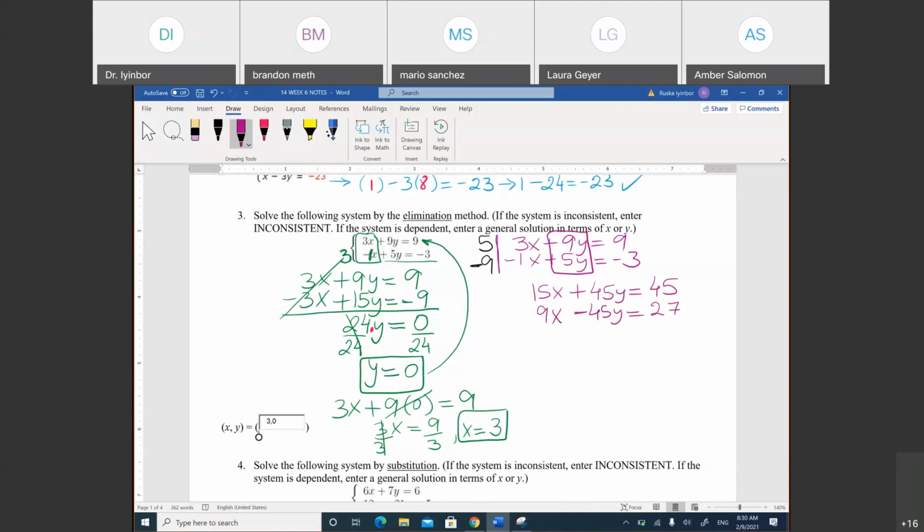Okay? See, we have positive and negative. So when you add them, it's going to be 0, they cancel out. And then what are you going to get? 15 plus 9 is what? 24x equals, what does it equal? 45 and 27 is what? 72. And then you're going to divide both sides by 24. And what does that give you? Exactly the same, right?